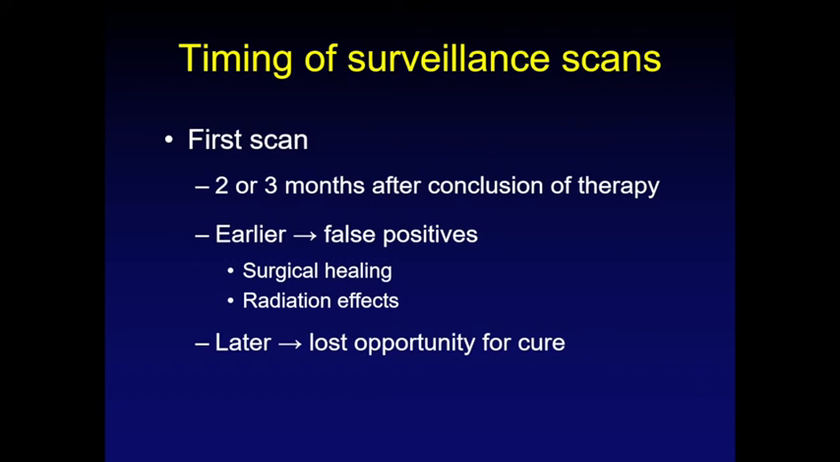There are also false negatives that occur in this time frame. The tumor has not had a chance to start regrowing yet, so it may be too small to appreciate on PET. If we start going out to 4 months, 6 months, waiting too long, we may have lost an opportunity to cure the patient's recurrence that we would have picked up at 2 or 3 months.